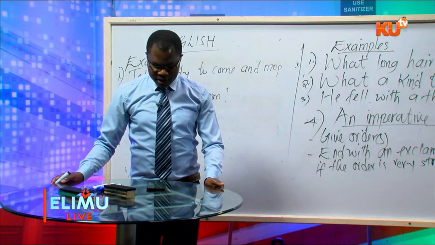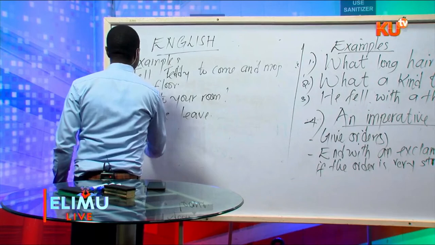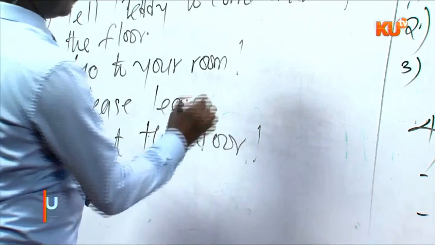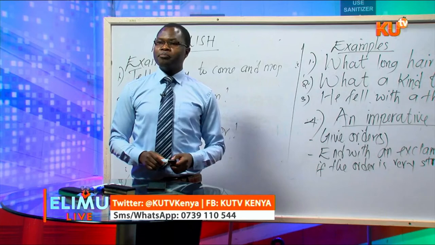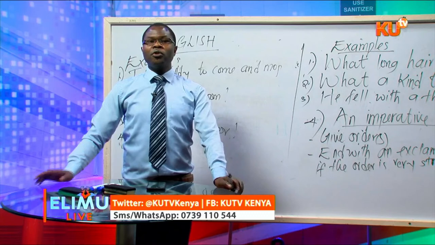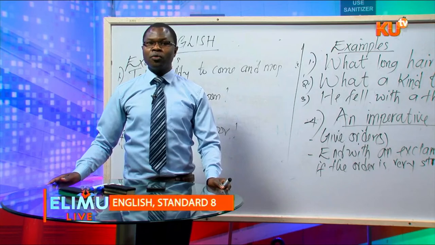And then the last sentence on the same: shut the door. This order is very strong. Therefore, somebody is being instructed to shut the door, and it's very serious. It could be there's an animal that wants to get into the house and devour people. So you don't take chances of saying, please shut the door. You know, the animal might come and we become lunch in this place. No, shut the door. It is a strong order, and that is it.